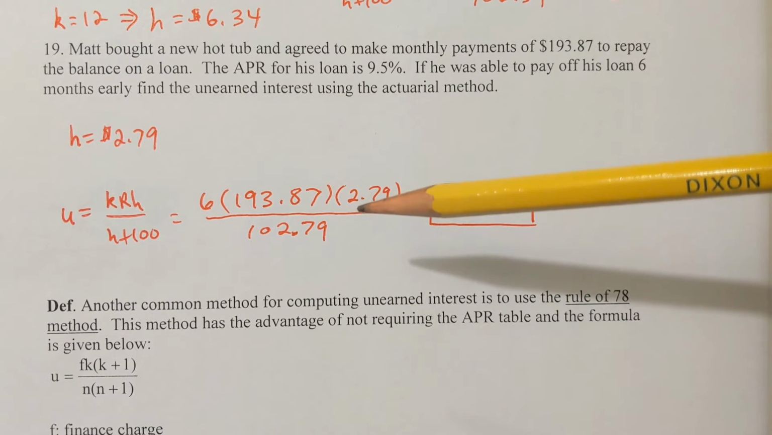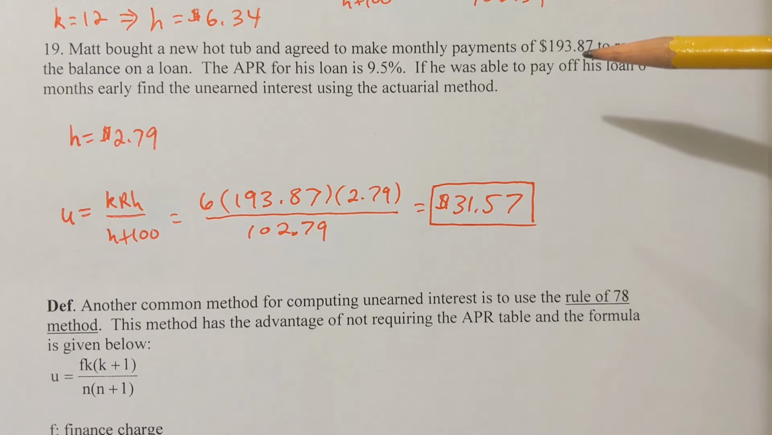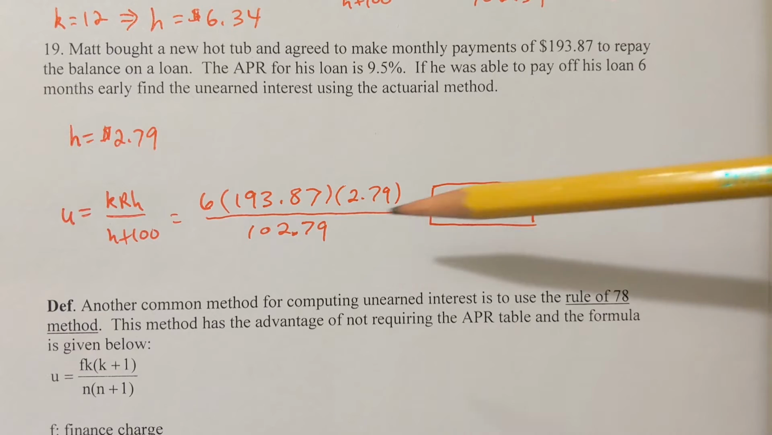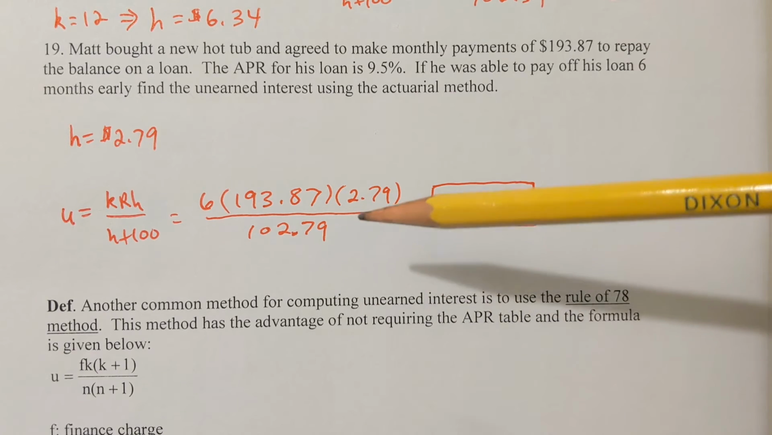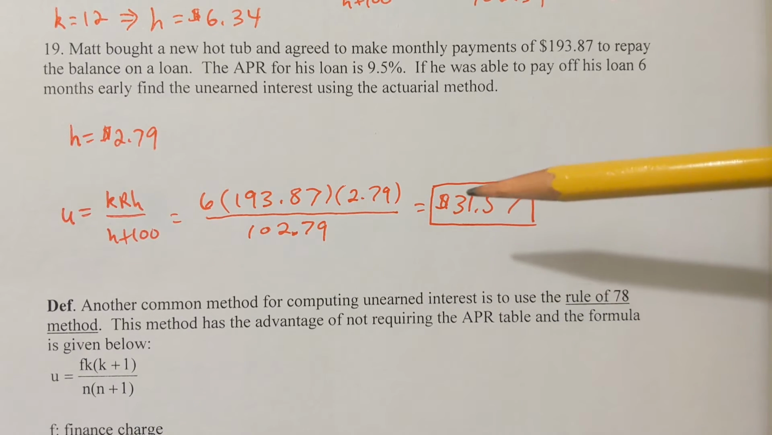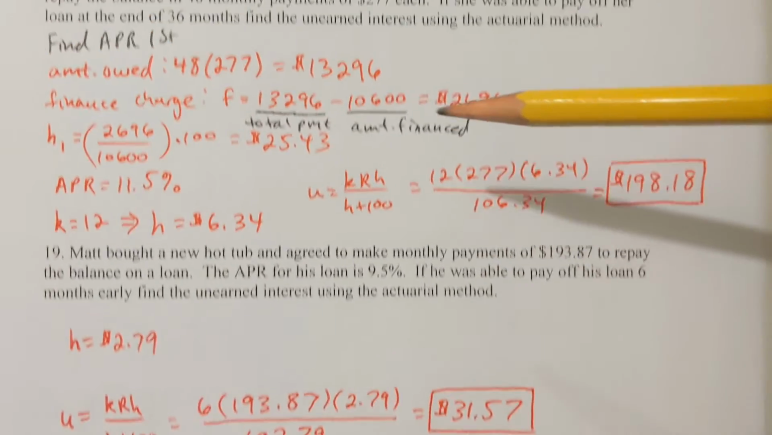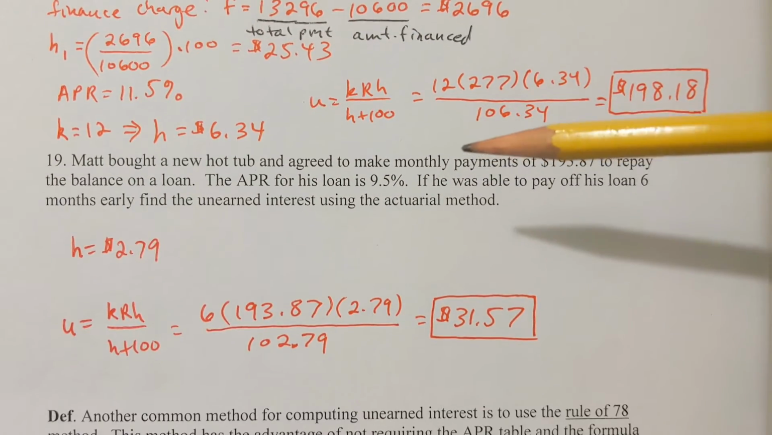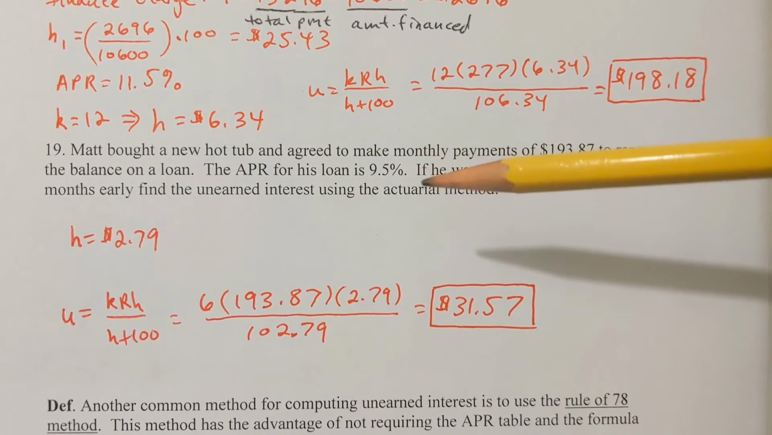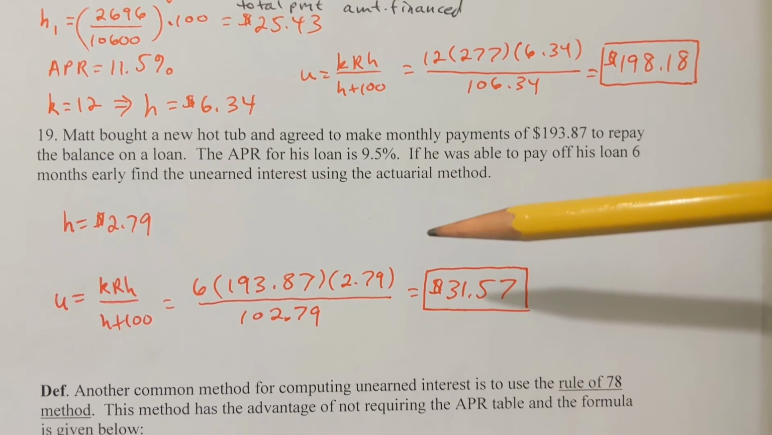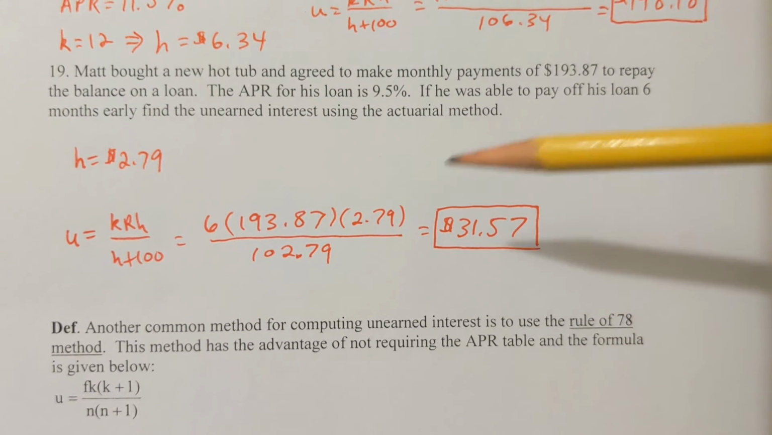R is the regular monthly payment, so he's paying $193.87 per month. We just have to find the H value, just like before. Now, the nice thing about this one is that there's not a lot of work to do because I can find H right away.